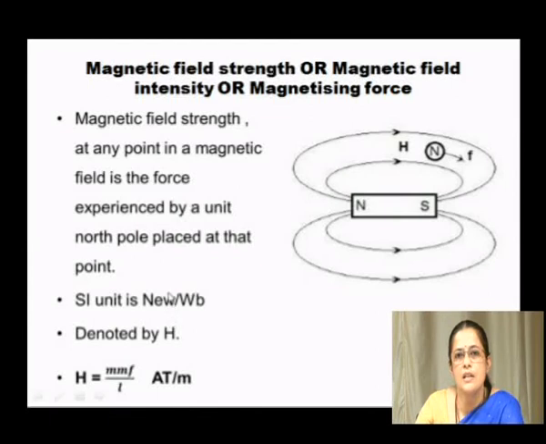The SI unit is newtons per Weber. It is denoted as H, and the equation for it is given by MMF by L, in AT per meter. AT means ampere turns per meter. The unit of MMF, that is the magnetomotive force, is ampere turns, and the unit of length is in meters. Thereby, H, which represents the magnetic field intensity or force, is given by AT per m, that is, ampere turns per meter.